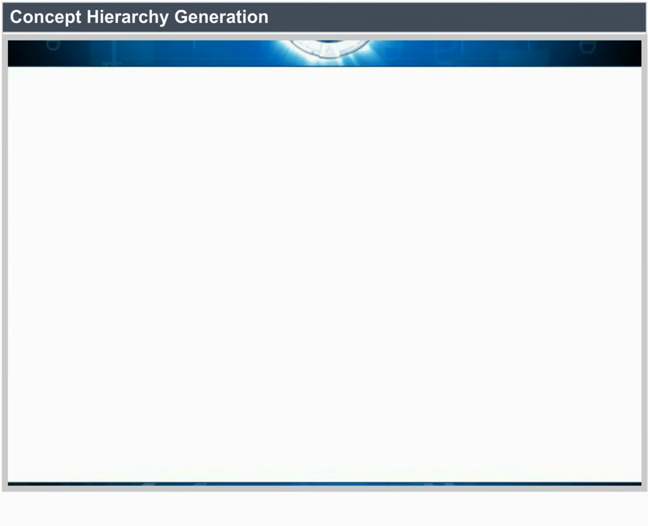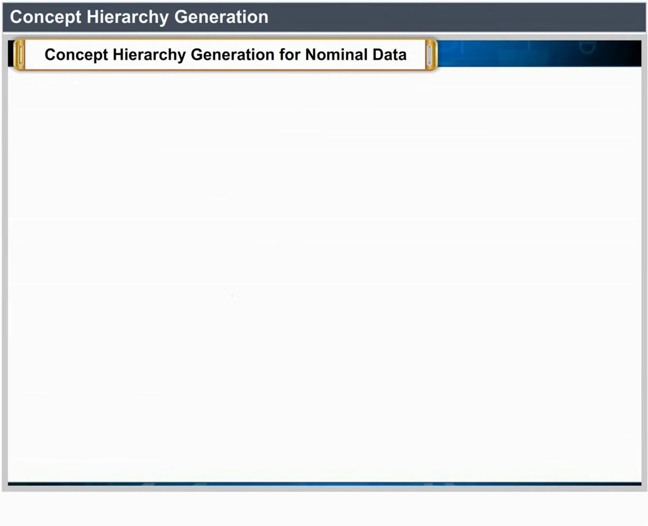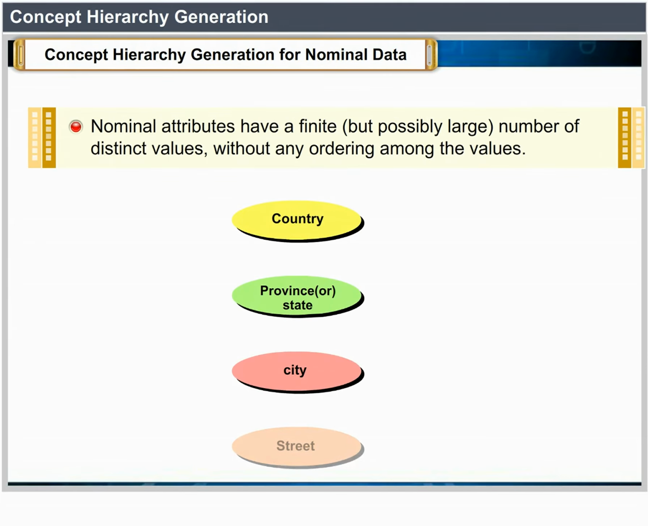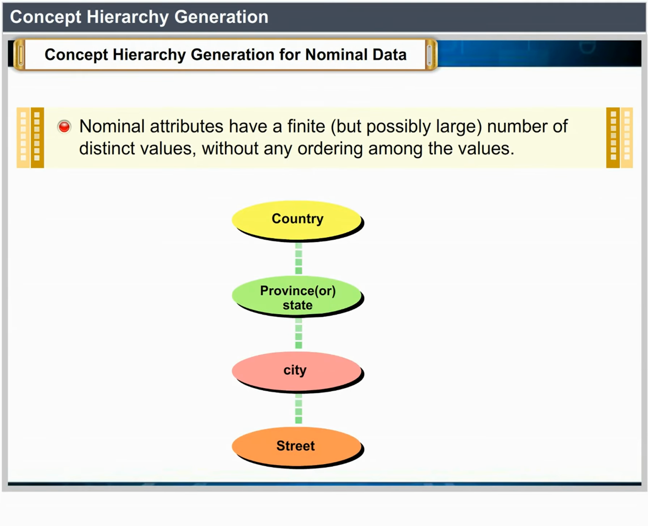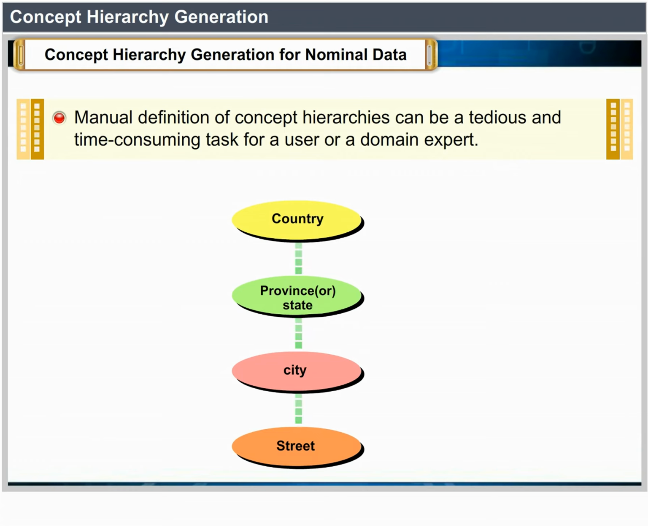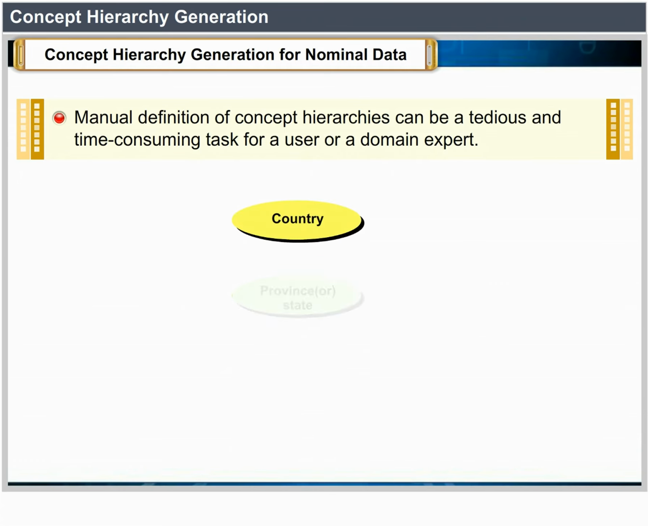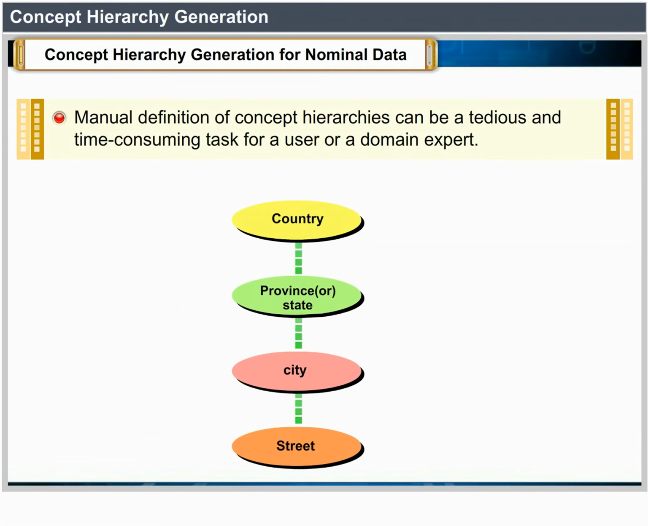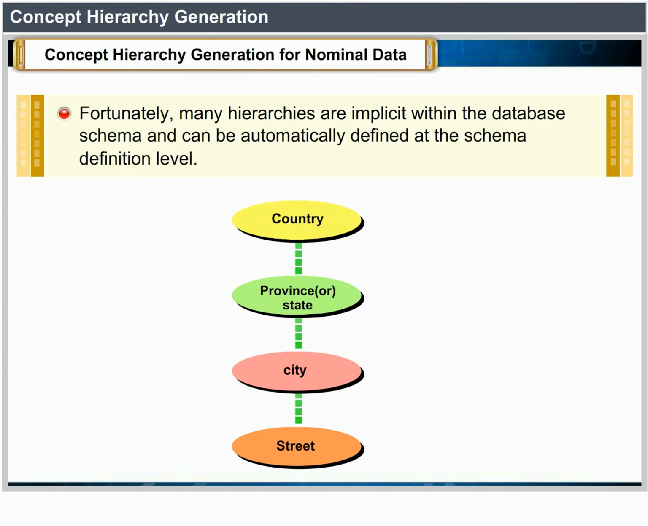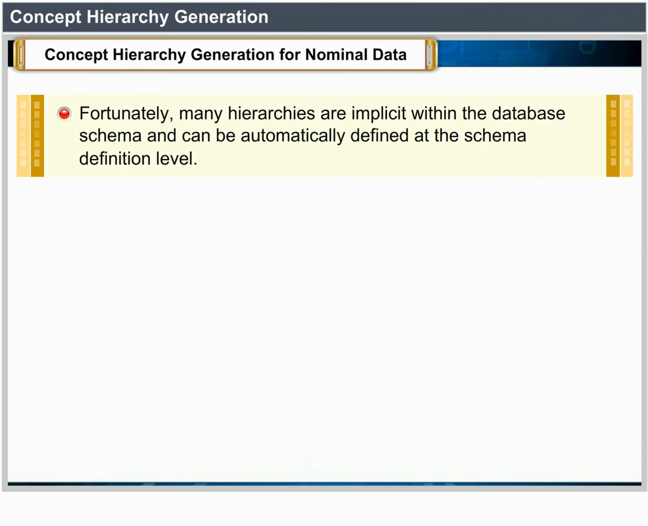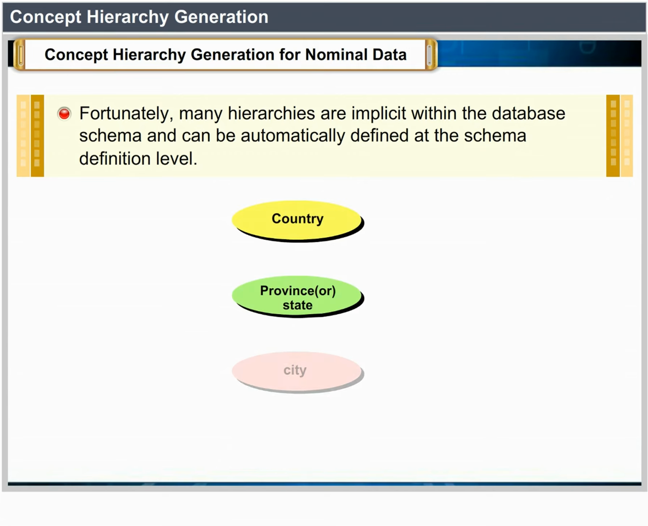Concept hierarchy generation for nominal data. Nominal attributes have a finite, but possibly large number of distinct values with no ordering among the values. Manual definition of concept hierarchies can be a tedious and time-consuming task for a user or domain expert. Fortunately, many hierarchies are implicit within the database schema and can be automatically defined at the schema definition level.